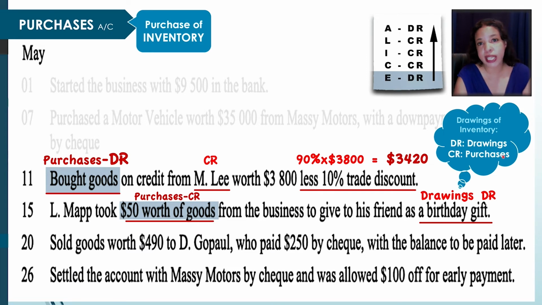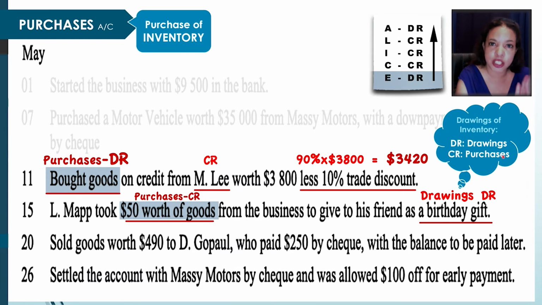So if we take some of those purchases and give it as a birthday gift, that means we have less purchased goods to sell. So you have to credit your purchases to show that there is a decrease in the amount of purchased inventory. All right, if you don't remember that explanation, just always remember, drawings are always the debit.